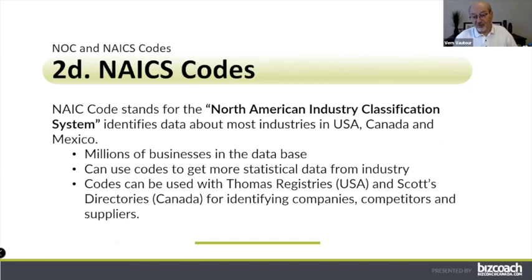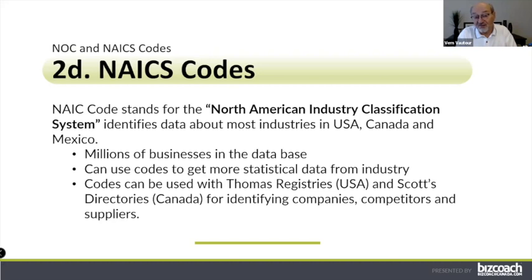So we just talked about NOC codes, which is National Occupational Classification. Now we're going to talk about NAICS codes. NAICS codes have more to do with business, and it's the North American Industry Classification System. It was introduced along with NAFTA, the North American Free Trade Agreement, which was between the United States, Canada, and Mexico.